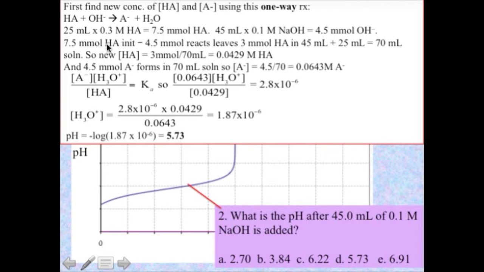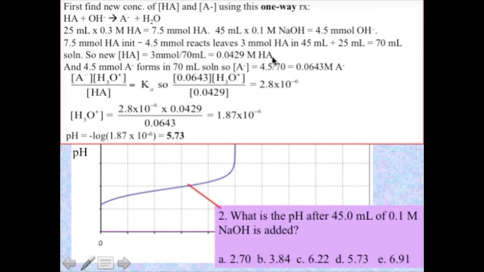We have excess weak acid to react with the hydroxide. Of the 7.5 that we start with of the weak acid, 4.5 millimoles of weak acid is going to react with the 4.5 millimoles of hydroxide to leave behind 3 millimoles of weak acid in 45 milliliters plus 25 milliliters, a total of 70 milliliters of solution. So the new concentration of weak acid is 3 millimoles divided by 70 milliliters, or 0.0429 molar.